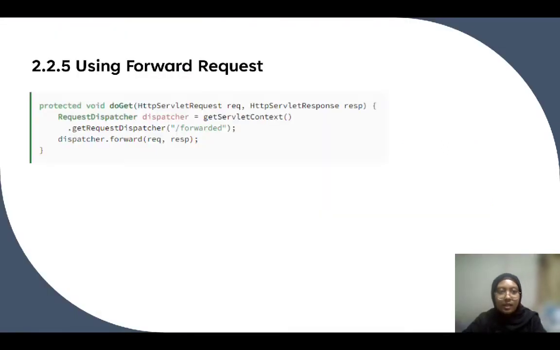Okay, last, using forward request. For using forward request, use this code, which is protected void doGet with HttpServletRequest and HttpServletResponse, and then you must insert the RequestDispatcher forward request, response in the code for forward request. Okay, that's all. Thank you.